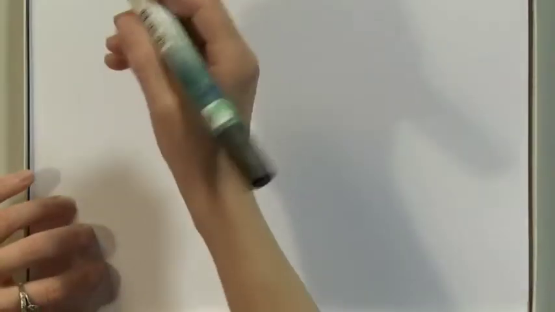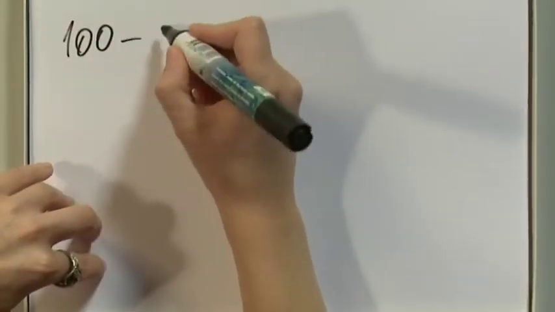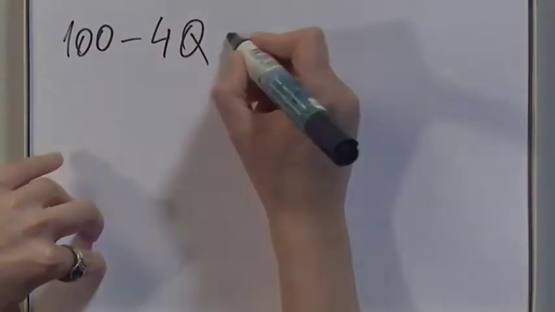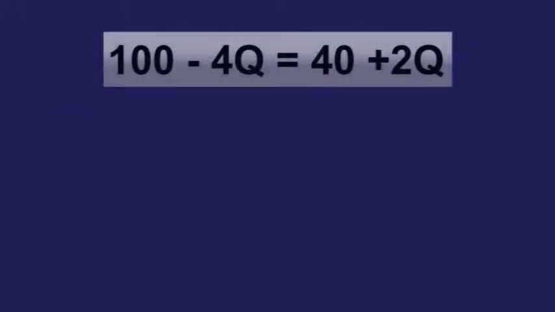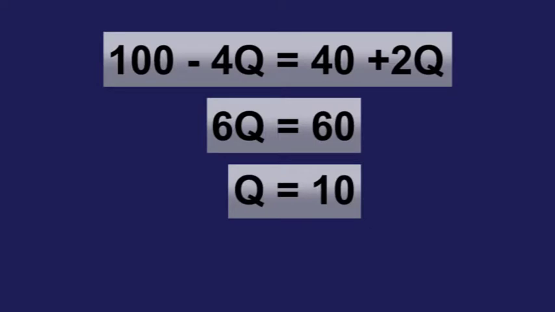So this is about solving a simultaneous equation, because at equilibrium, quantity demanded equals quantity supplied. So what we have here is 100 less 4Q equals 40 plus 2Q. And as you see, this is 6Q equals 60, or quantity demanded is 10.